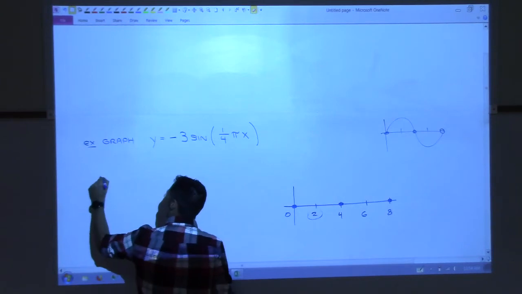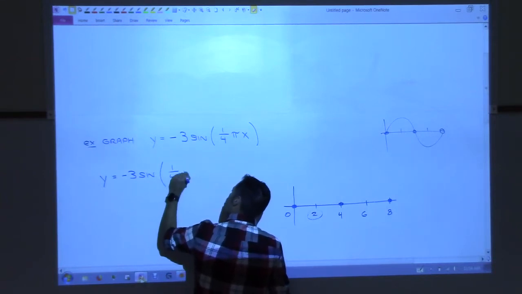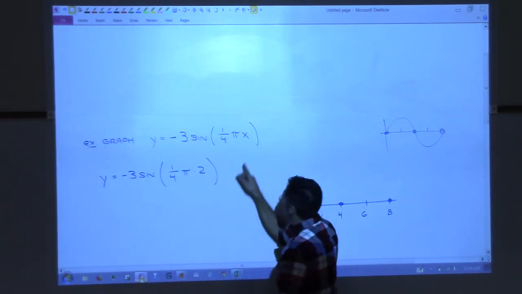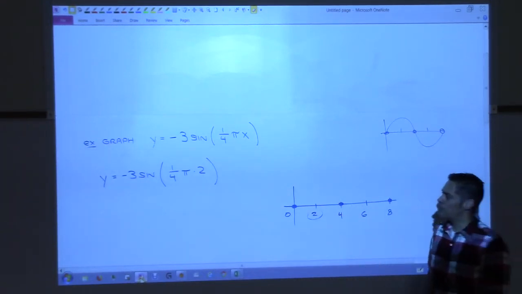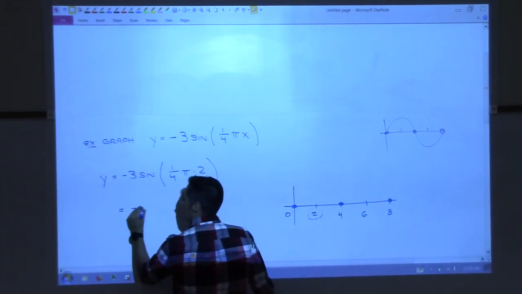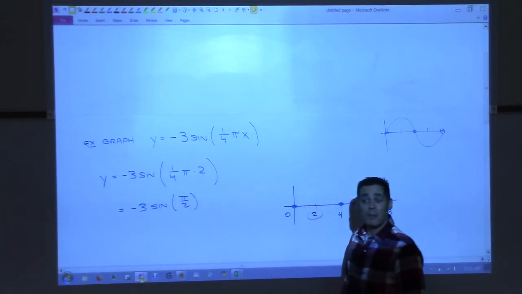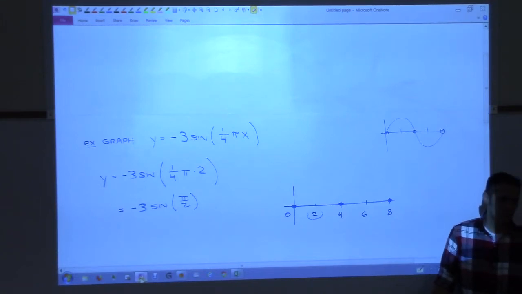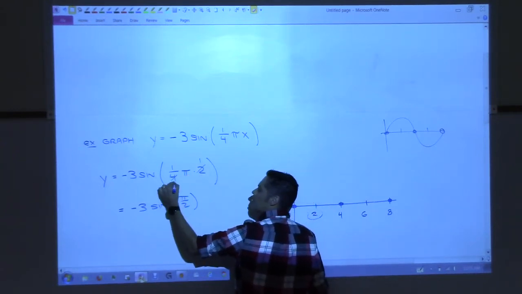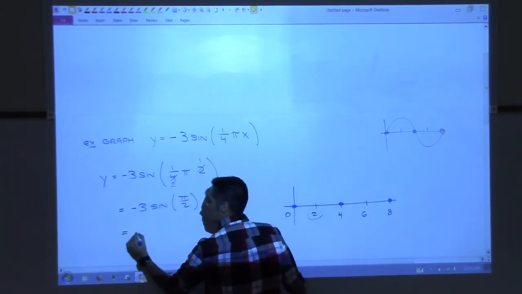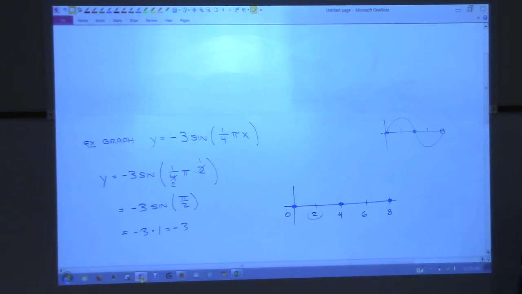Okay, so I have y equals -3 sine of 1/4 pi times 2. So I replace that x with 2, and that's just pi over 2, isn't it? The 2's reduce out. You get sine of pi over 2, but what's sitting in front of that? -3 sine of pi over 2. And sine of pi over 2 is 1. So this is going to be -3 times 1, which is -3. Questions on that?